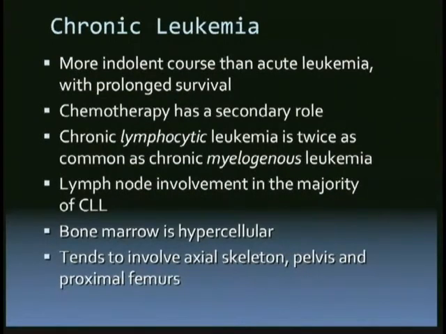Chronic leukemia. Patients have a more indolent course with prolonged survival, but they don't respond well to chemotherapy. The bone marrow is usually hypercellular, and the abnormalities are usually found in the axial skeleton, the pelvis, and the proximal femurs.